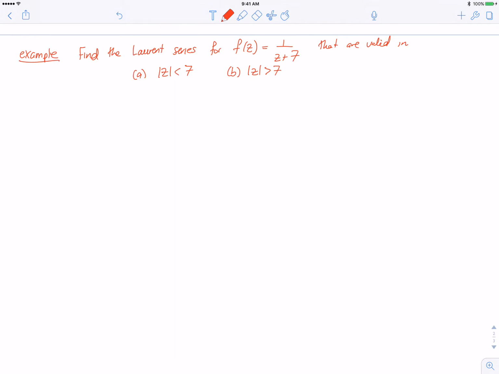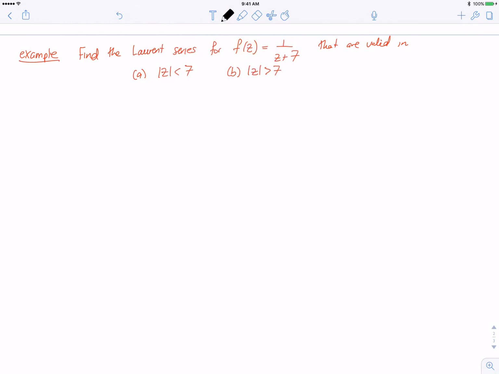Of course, modulus of z can't equal 7, right? Because I know that f is undefined at negative 7 because the denominator is 0. So it's either when the modulus is less than 7 or greater than 7. Okay, and so this one I'm going to use a similar technique to the previous example.